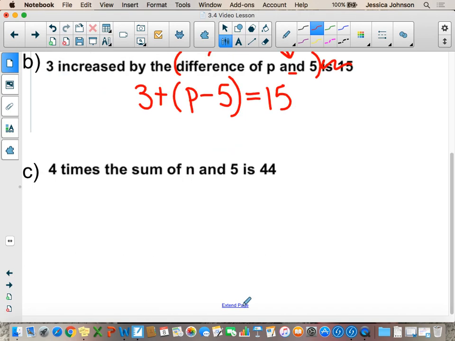All right, the next one says 4 times the sum of n and 5 is 44. Again, sum is kind of like the word difference. It means answer to. So 4 means 4 times, 4 multiplied by the sum, two things I'm adding together, n and 5. N plus 5 is 44.